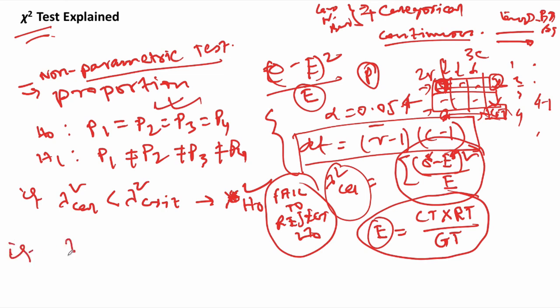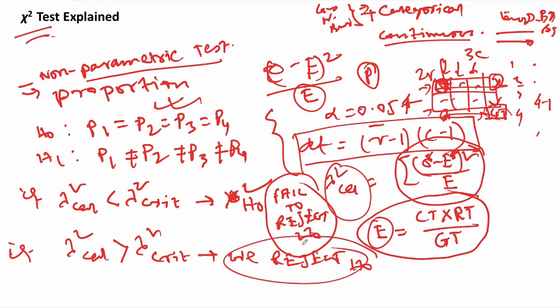If this is not the case, that means chi-square cal value is more than chi-square critical value. In that case, we reject the null hypothesis. It means that the applicable one is P1 not equal to P2, not equal to P3, not equal to P4. No, the proportions are not the same. Hope you have understood how we can calculate the cal value and the critical value in detail. Okay, we will take further examples to understand in depth.